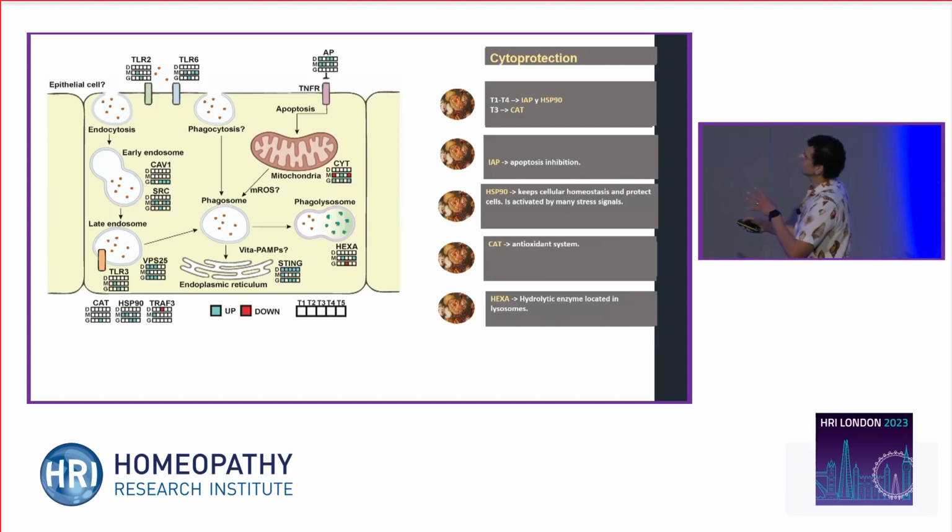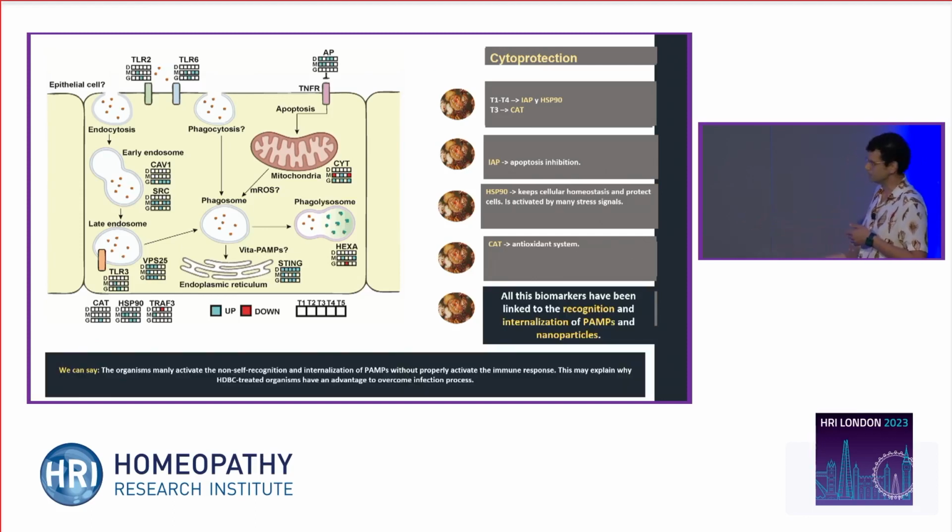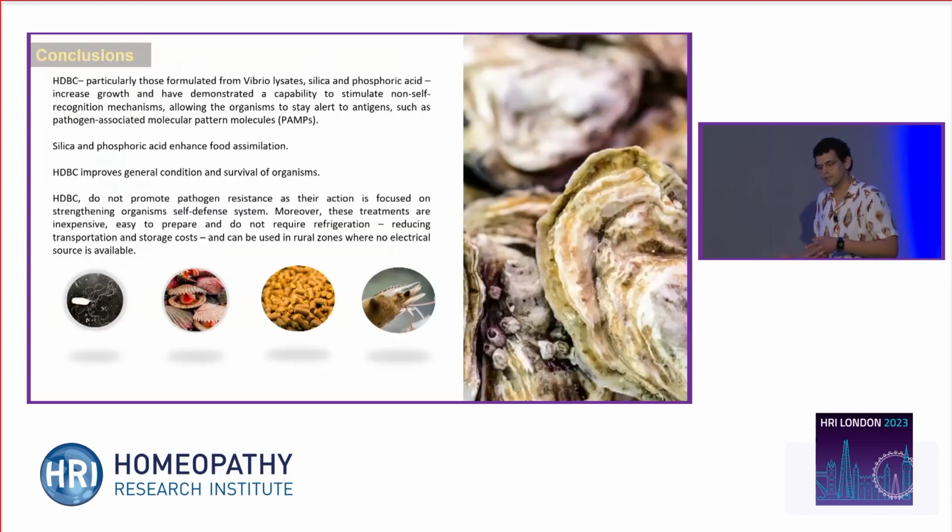However, stop, don't kill the cell. The problem seems to be there, but we don't have to rush into apoptosis, so there is apoptotic inhibition. All these biomarkers have been linked to the recognition and internalization of PAMPs. And we can say that organisms mainly activate the non-self-recognition and internalization of PAMPs without fully activating the immune response. This may explain why these homeopathic treatments have an advantage in overcoming infectious disease. So these are our main conclusions.